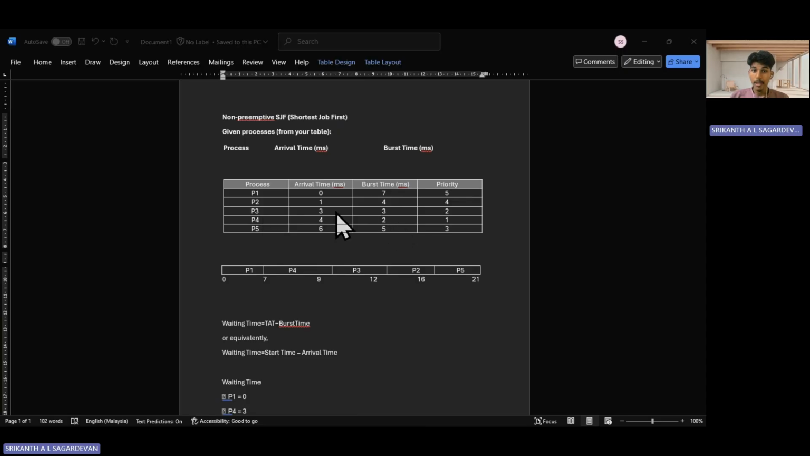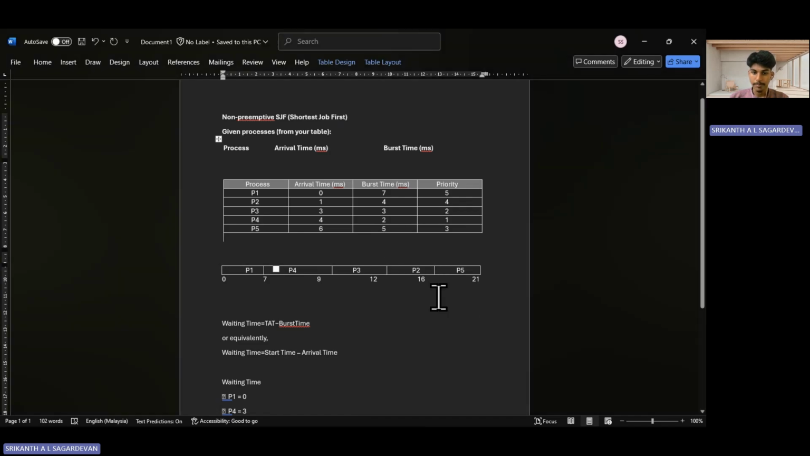P4 with 2, P3 with 3, P2 with 4 and P5 with 5. So we add the burst times to the numbers there. 7 plus 2 we get 9 over here. 9 plus 3 you get 12. Now 12 plus 4 you get 16, and then 16 plus 5 we get 21.